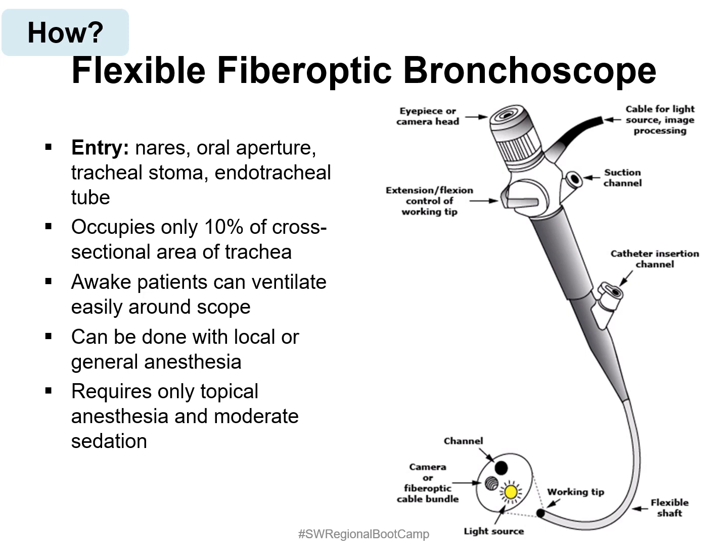The scope can be entered through the nares, oral aperture, tracheal stoma, or through an endotracheal tube for intubated patients. Only about 10% of the cross-sectional area of the trachea is occupied by the flexible bronchoscope, which allows for easy ventilation around the scope in awake patients. In intubated patients, the scope will occupy a greater proportion of the cross-sectional area in the endotracheal tube. This procedure can be done under local or general anesthesia, but only requires topical anesthesia and moderate sedation.